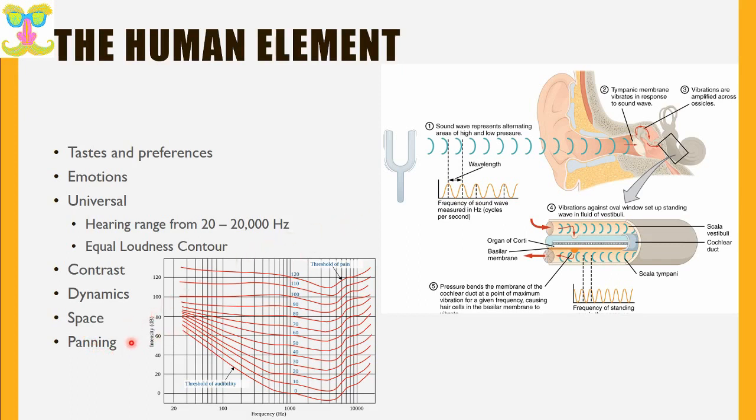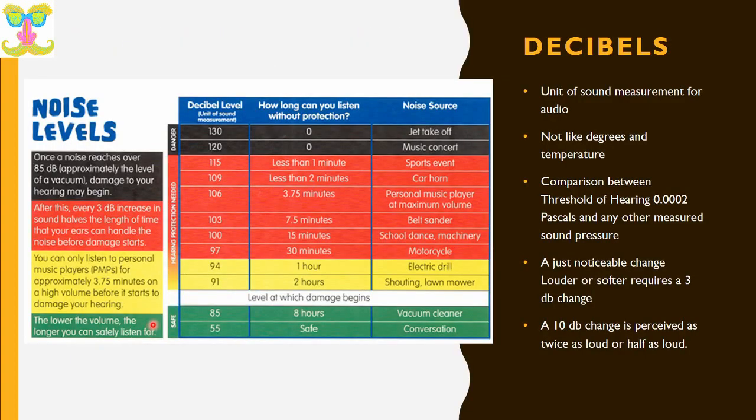And so we have that whole space, panning, and the next is volume. We measure volume in decibels, and decibels is the unit of sound measurement for audio. Just to be aware of, decibels is not like degrees in temperature, so it's not an exact unit of measurement like degrees, temperature, inches, feet. It is more of a comparison and a ratio between the threshold of human hearing and the other measured sound. What's the decibel difference, the sound pressure level difference?